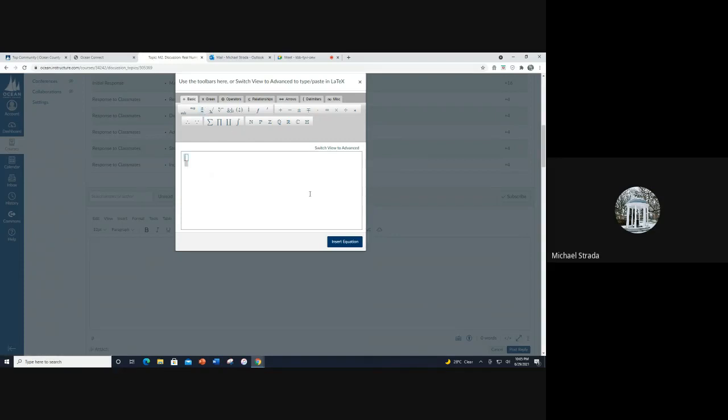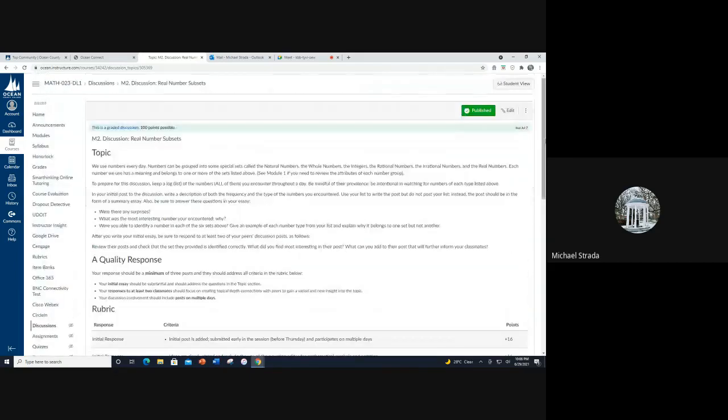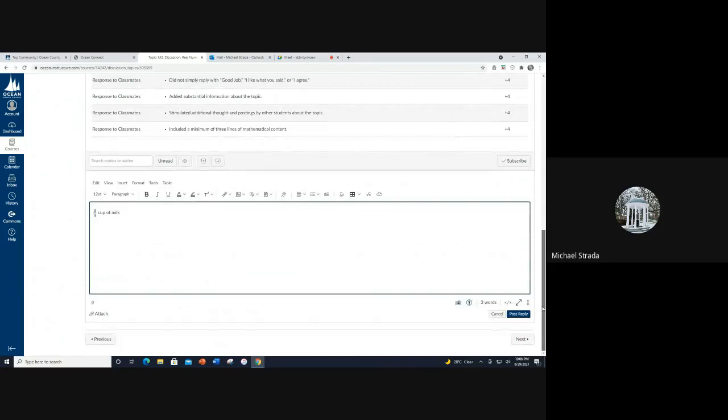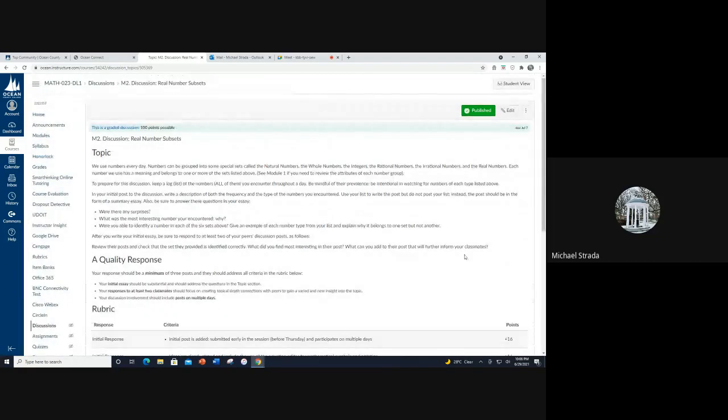So let's say you're baking or cooking that day and you got to add 3/4 cup of milk. There's your 3. There's your 4. Insert equation, and then it'll show up. All right. So that can be as easy as that. So please include the use of the equation editor. As you can see, it is worth points. All right, and we'll elaborate on that. And that's 16 points. So make sure you're including that as well. All right. So that covers the 2 discussion questions.